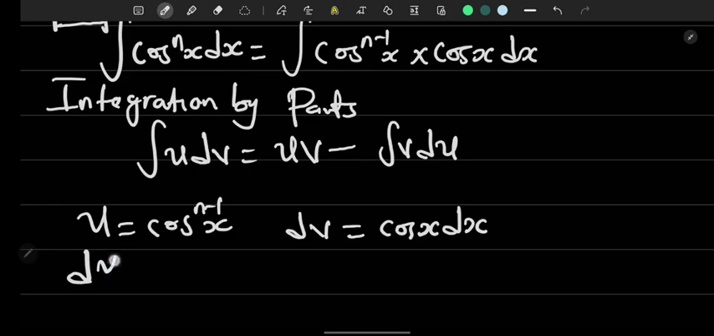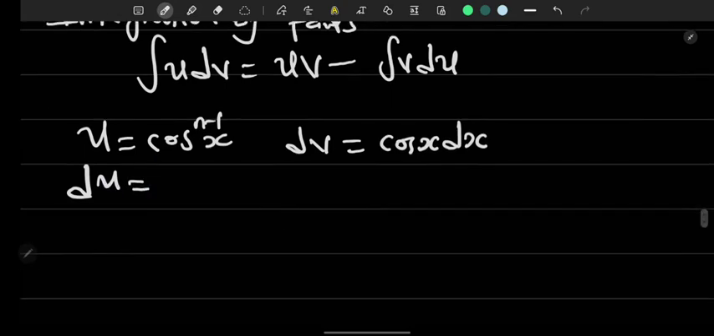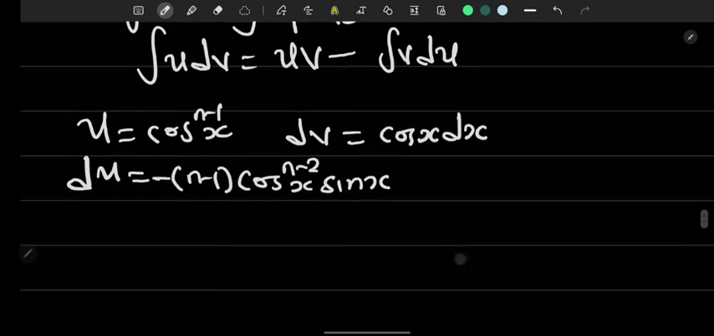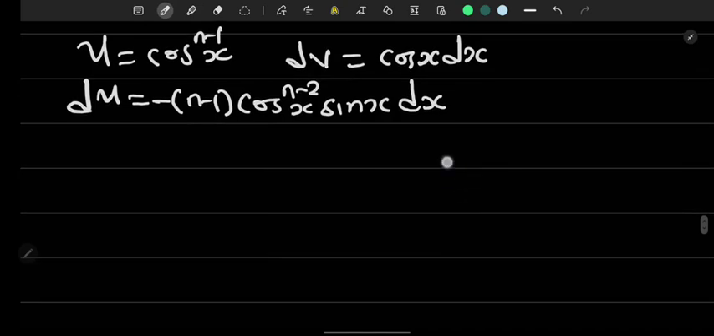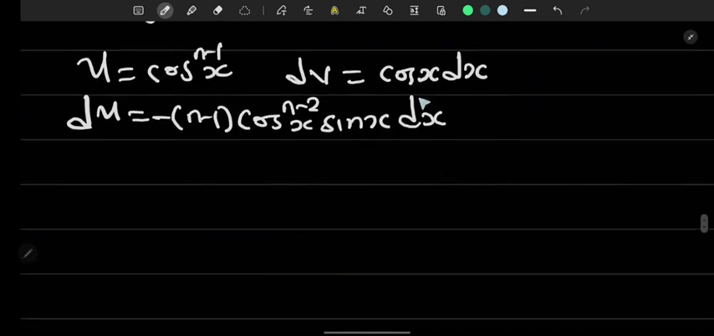So when you differentiate u, du is n minus 1 times cos^(n-2) x, then the derivative of cos x is minus sine x, then you have your dx here. And when you integrate dv, you get v, and the integral of cos x is sine x.